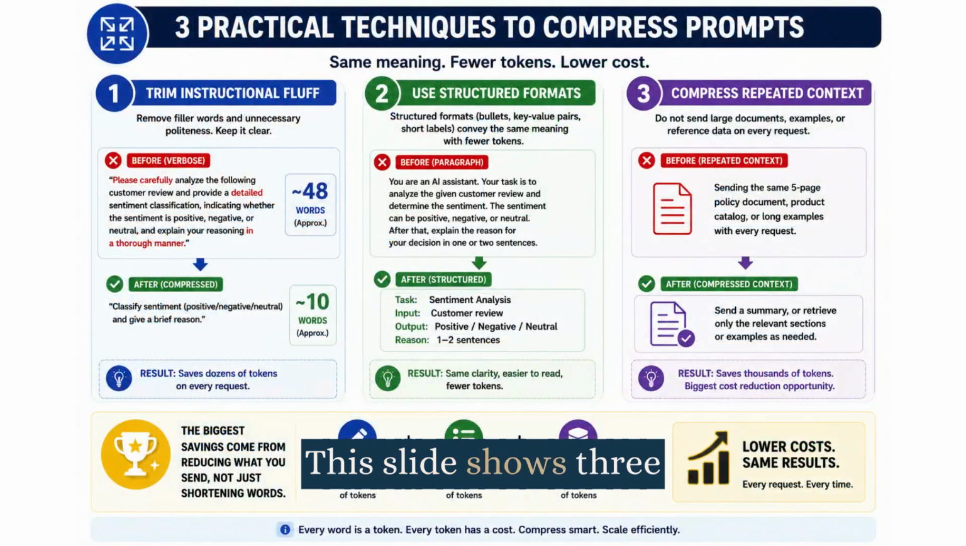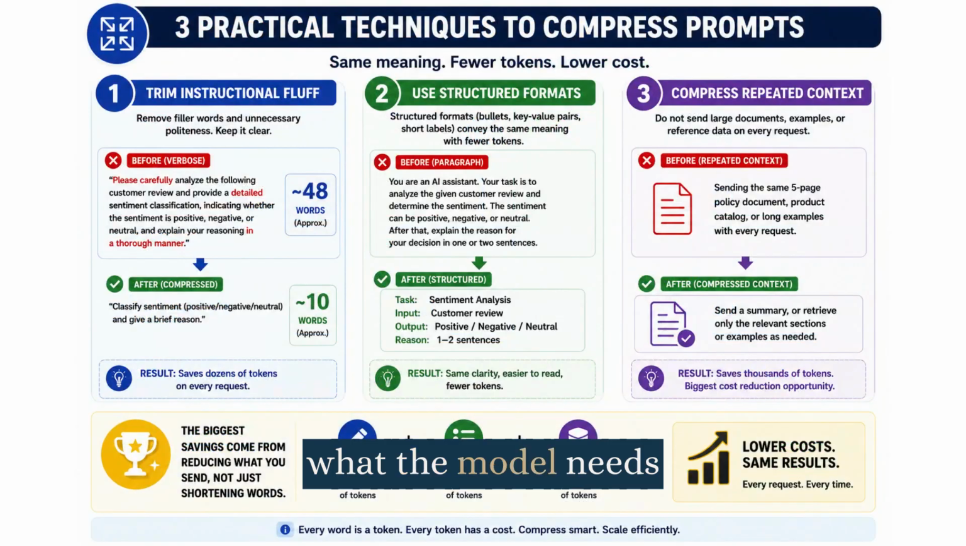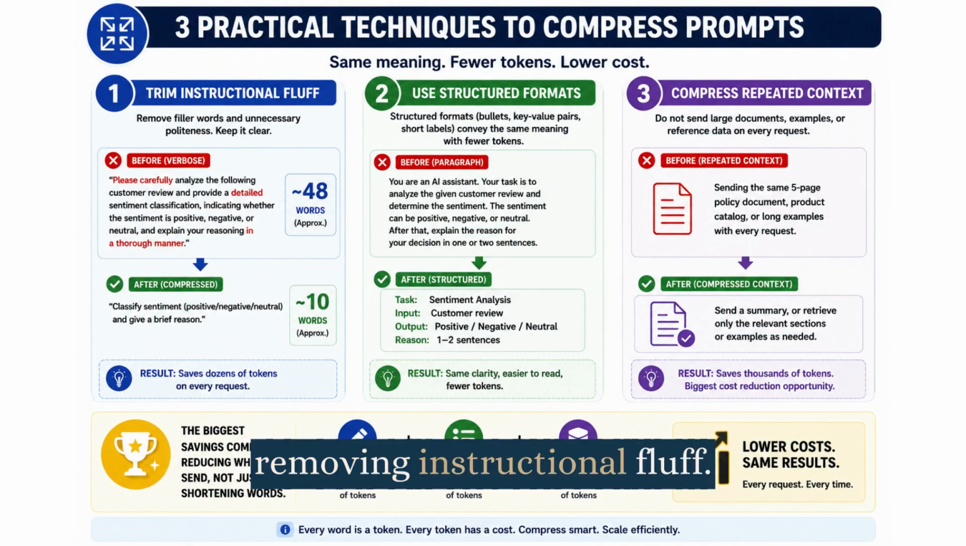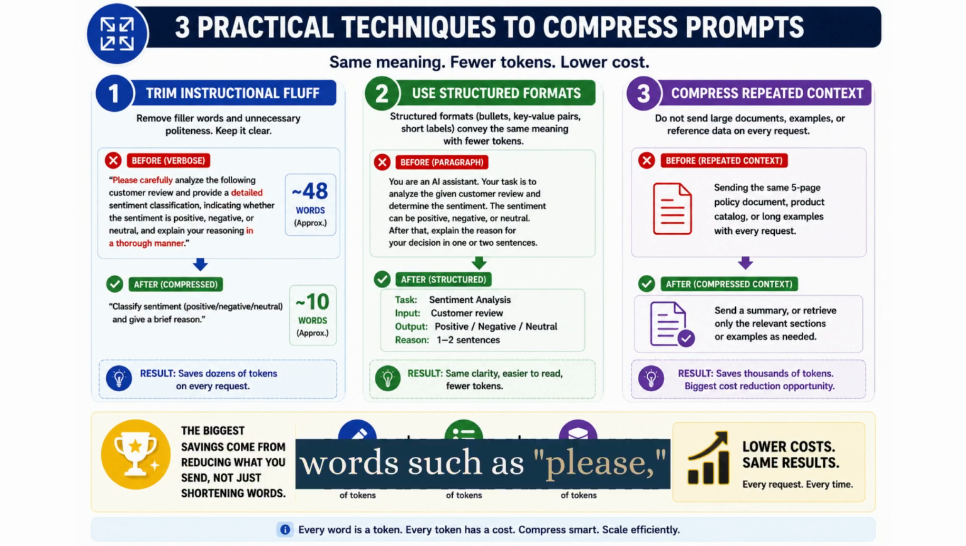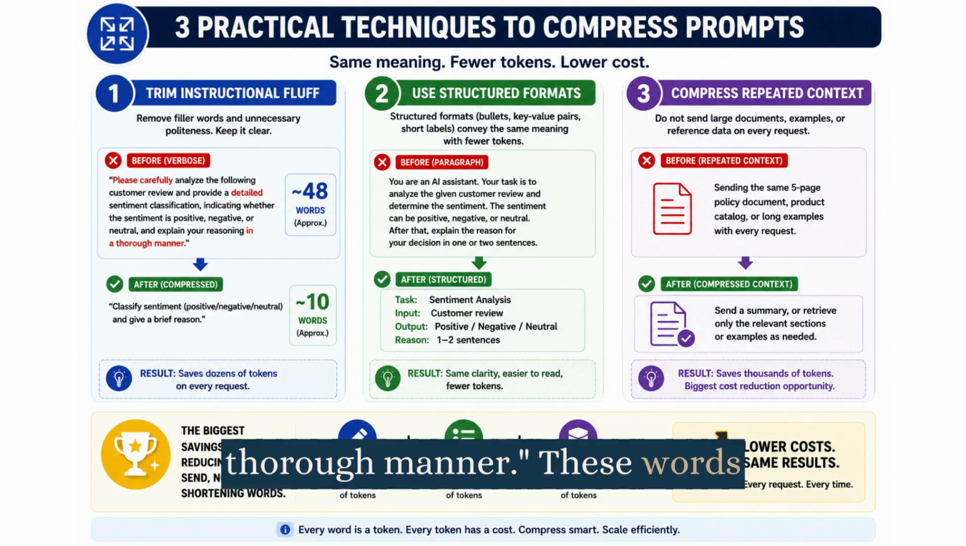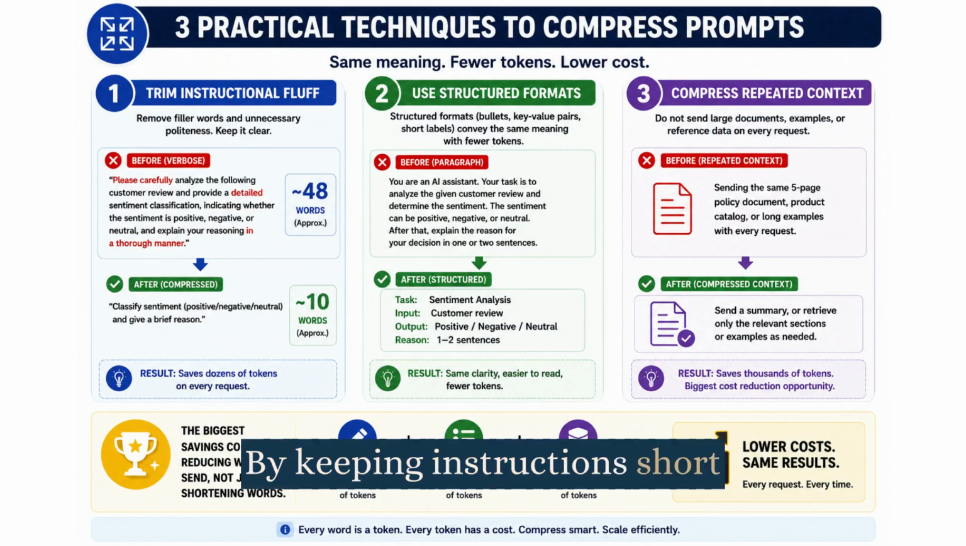This slide shows 3 simple ways to reduce prompt size without changing what the model needs to do. The first technique is removing instructional fluff. Many prompts contain unnecessary words such as please, carefully, or in a thorough manner. These words consume tokens but rarely improve the quality of the response. By keeping instructions short and direct, we can reduce token usage while preserving the same meaning.